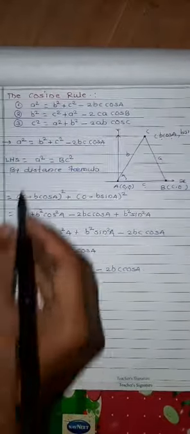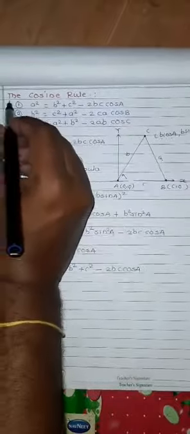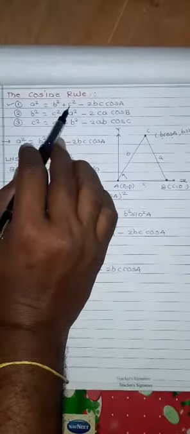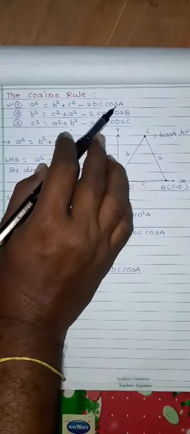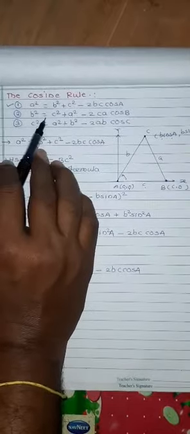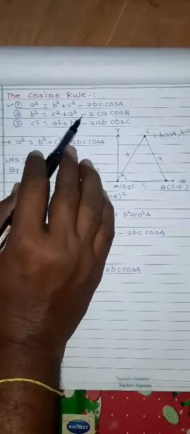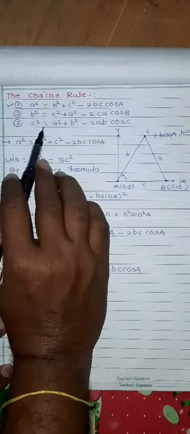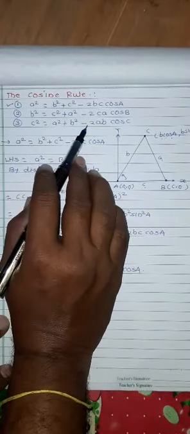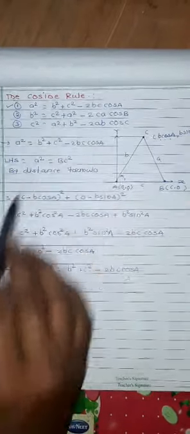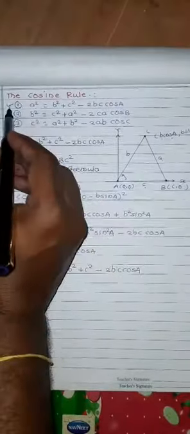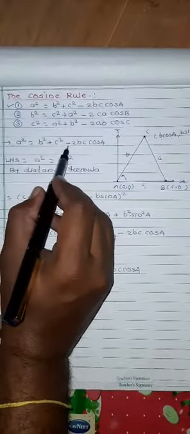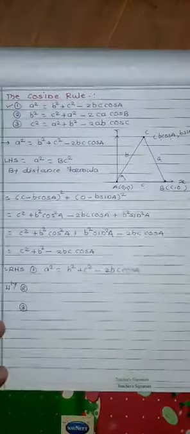After that, we know that three cosine rules arise here. First, a square is equal to b square plus c square minus twice bc cos A, and b square is equal to c square plus a square minus twice ca cos B, and c square is equal to a square plus b square minus twice ab cos C. Now take the first one: a square is equal to b square plus c square minus twice bc cos A.